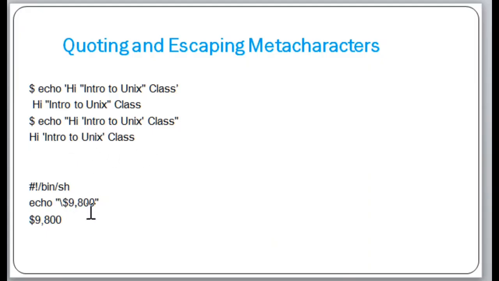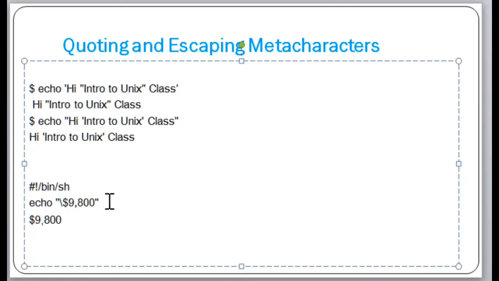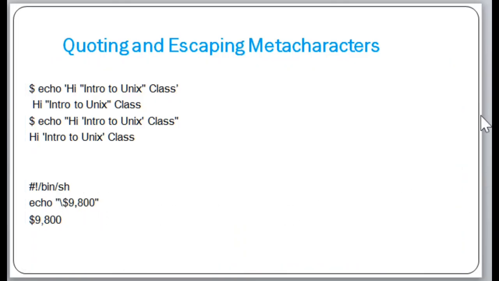And here we look at that escape character. We have echo, quotation mark, backslash, $9800, quotation mark. So instead of interpreting this 9800 as a variable name, it's actually just going to echo this $ sign, okay? Because this backslash character is saying, hey, this next character, don't interpret it as anything, okay? So that's how you would avoid having them interpreted as specific commands or variable names.